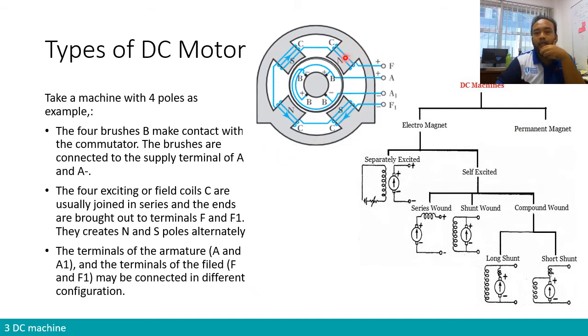We can see that there is a winding on the stator pole, and then there would be a winding as well on the armature or on the rotor. So on the rotor, let's have a look at the rotor first. On the rotor, there are 4 brushes noted by letter B over here.